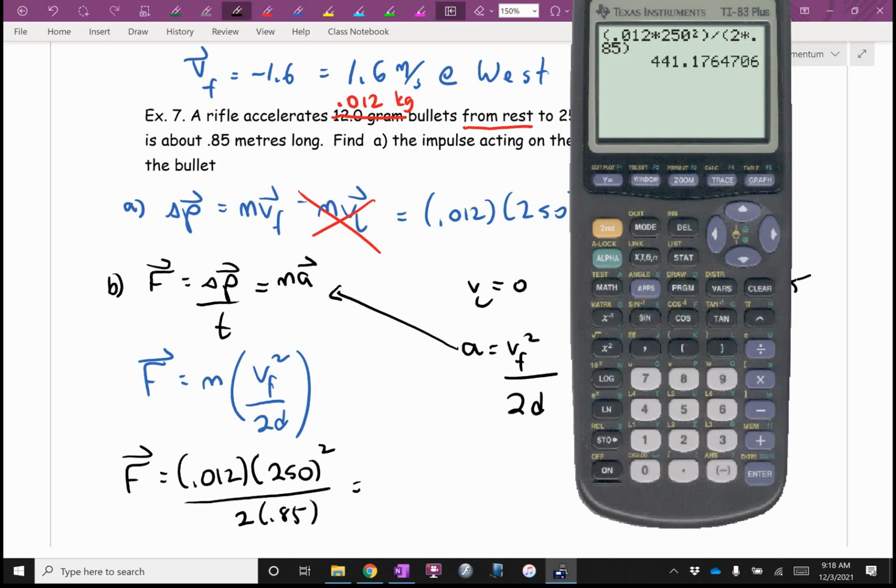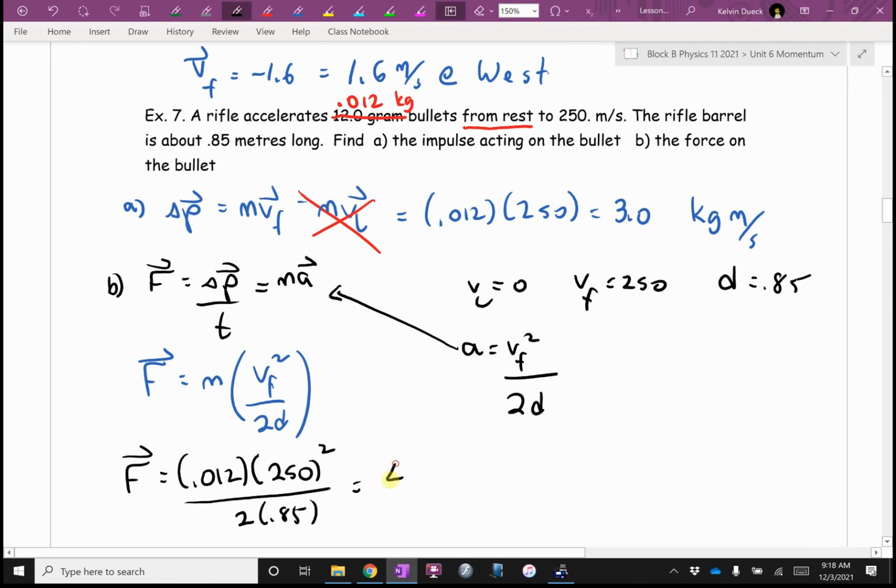Do you get 441? Or am I wrong? Someone else? Yeah? 441 newtons? Kevin, did it say magnitude and direction, or just find the force? Although, I guess forward, through the barrel, out the barrel, because that's how bullets work. Is that all right? So don't get locked into the impulse equation. You have learned enough physics so far this year. You've got a lot of tools at your disposal.